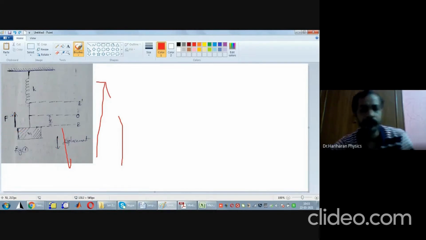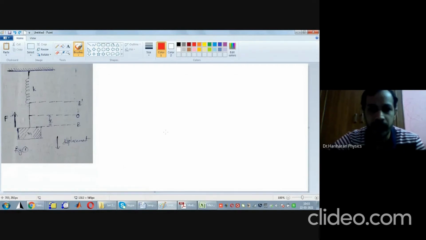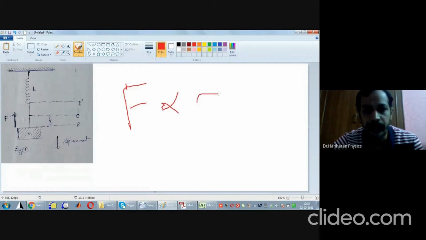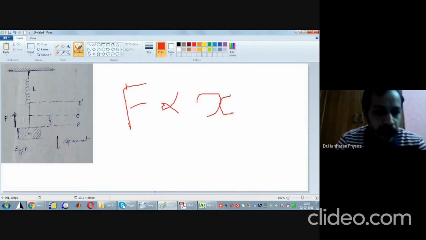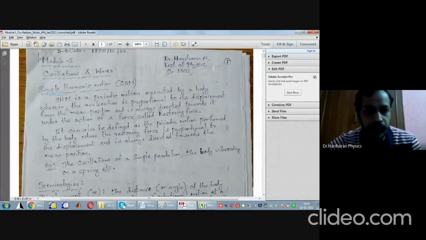Okay, clear? Therefore, this can be written as an equation. What is that equation? Look here. I'll simply write restoring force F is proportional to my displacement x. Okay, clear? Is this clear? What do you mean by simple harmonic motion? In the case of simple harmonic motion, the restoring force will be proportional to displacement. This is one part of the definition.